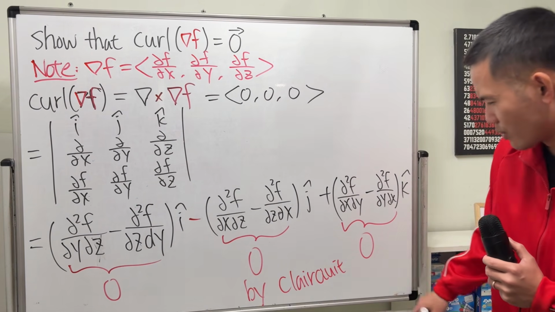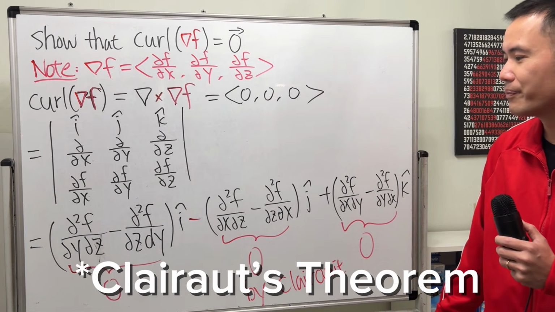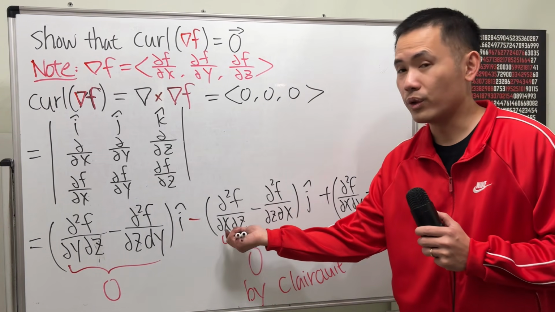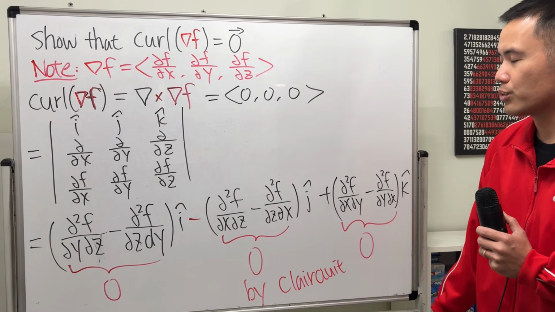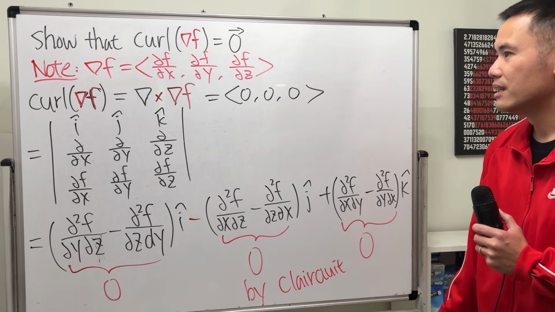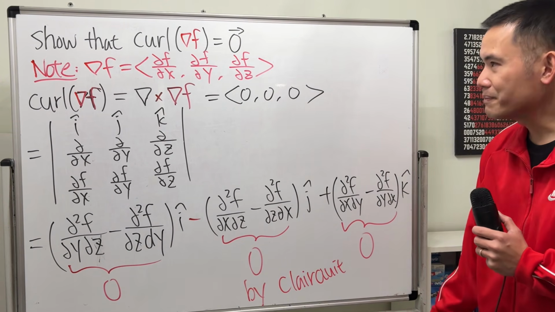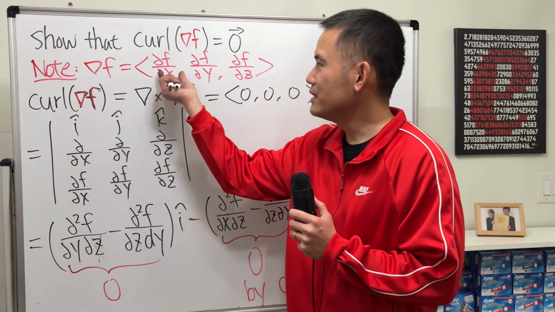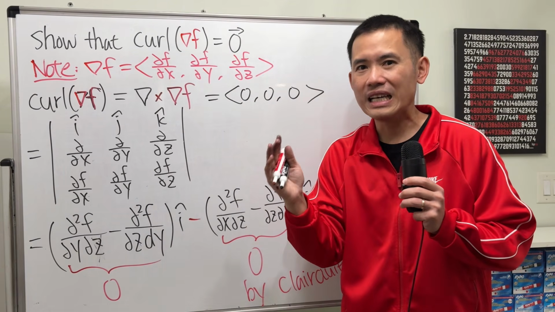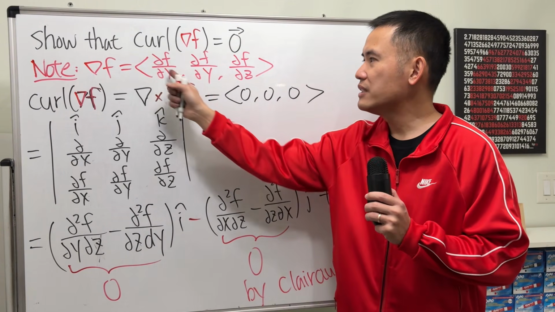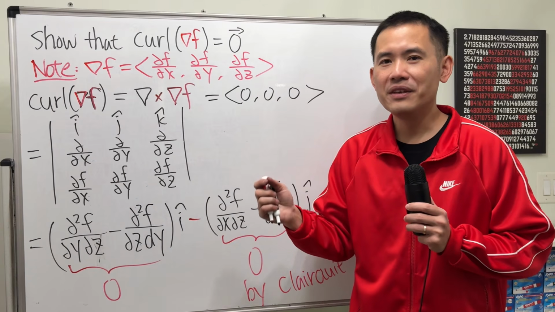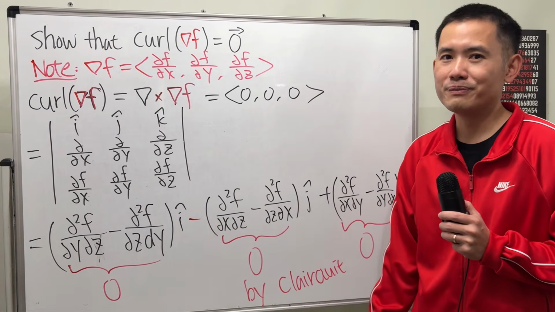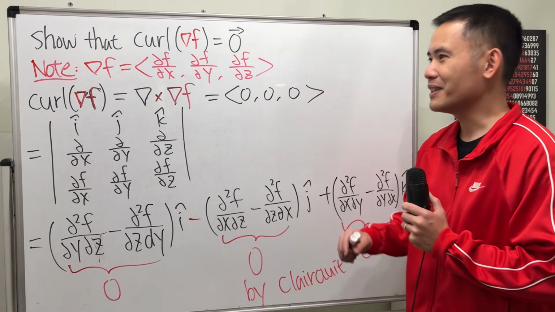I might spell this wrong. Yeah, by Clairaut's theorem, meaning the mixed partials are equal. It doesn't really matter the order that you take the partial derivative. In fact, if you think about it, whatever this thing is, if you look at this by itself as a vector field, this vector field is conservative. If you have a conservative vector field, then the curl of that will always be 0. Pretty cool, huh? Now, let's do another one.